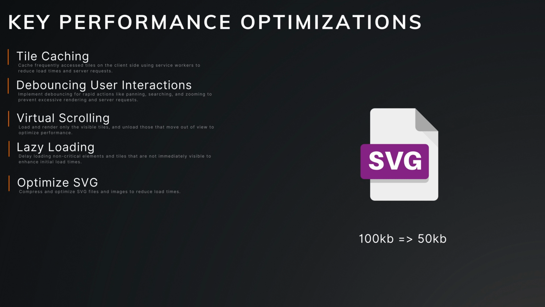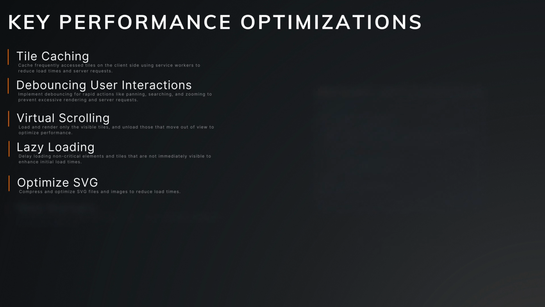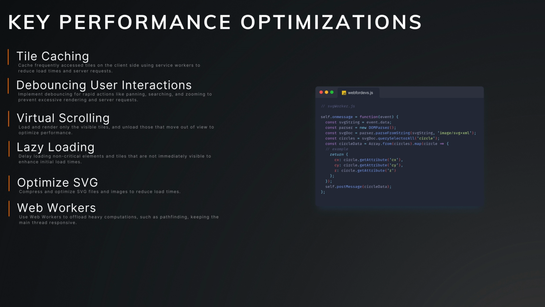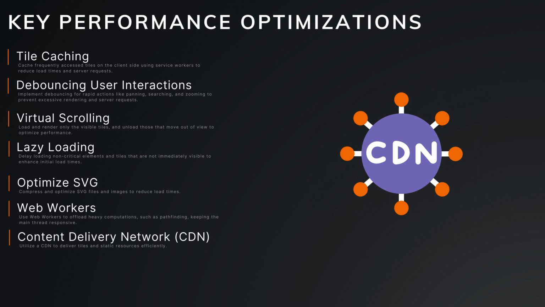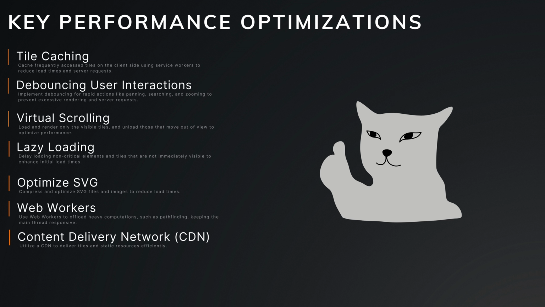Optimize SVG assets. We need to compress and optimize SVG files to reduce load times. Web workers. Use web workers to offload heavy computations, such as path finding, keeping the main thread responsive. And CDN. Utilize a CDN to deliver tiles and static resources efficiently. By implementing these features and optimizations, you can create a map application that is not only accessible to all users, but also performs exceptionally well.